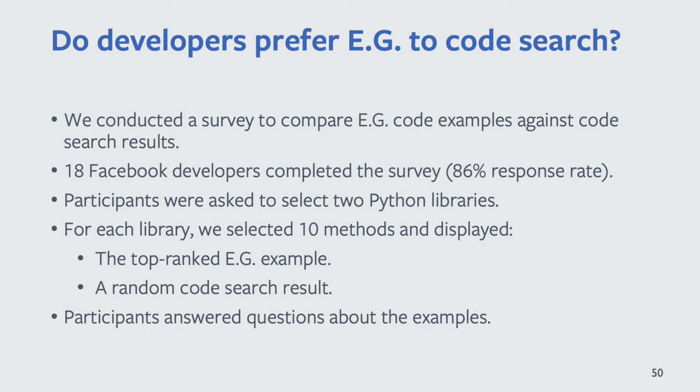To determine whether developers prefer EG code examples to code search results, we conducted a survey with Facebook developers. 18 developers participated in this survey. Each participant was offered a list of 6 common Python libraries and asked to select the 2 they were most familiar with. We showed the participants 10 methods in each library they selected, so 20 methods total.